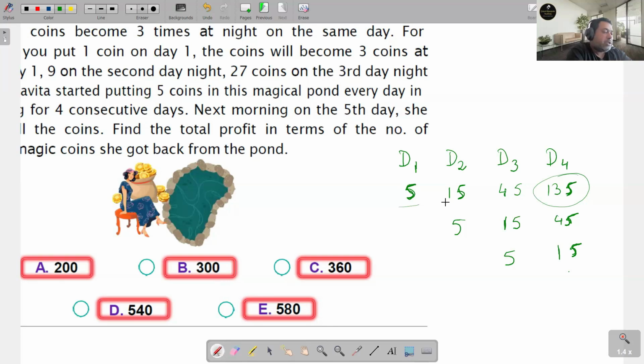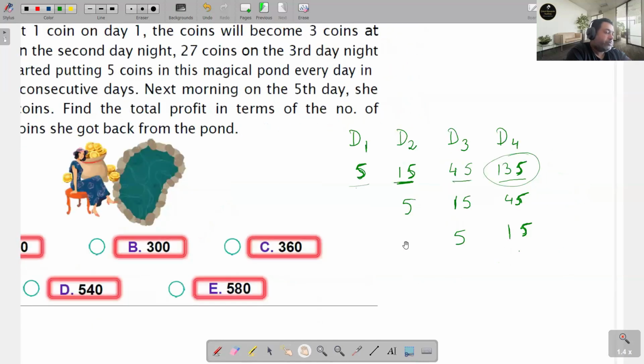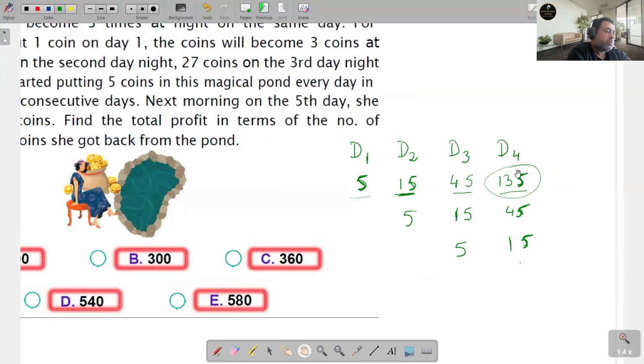So this is the coins on the next morning. So the 45 is next morning for these 5 coins. 45, 135. All right. And on day 5 morning, these coins will become 135 times 3, which is going to be 405.